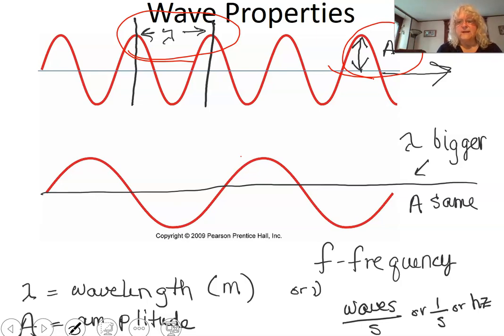And frequency, I can't really show on the picture there, but frequency is the number of waves that pass a point per second. We either use an f or this weird looking v, which is called a nu, to represent frequency. And frequency is waves per second. We don't usually show the word waves, so we just give it as 1/seconds, or another unit that's exactly the same, which is a hertz.